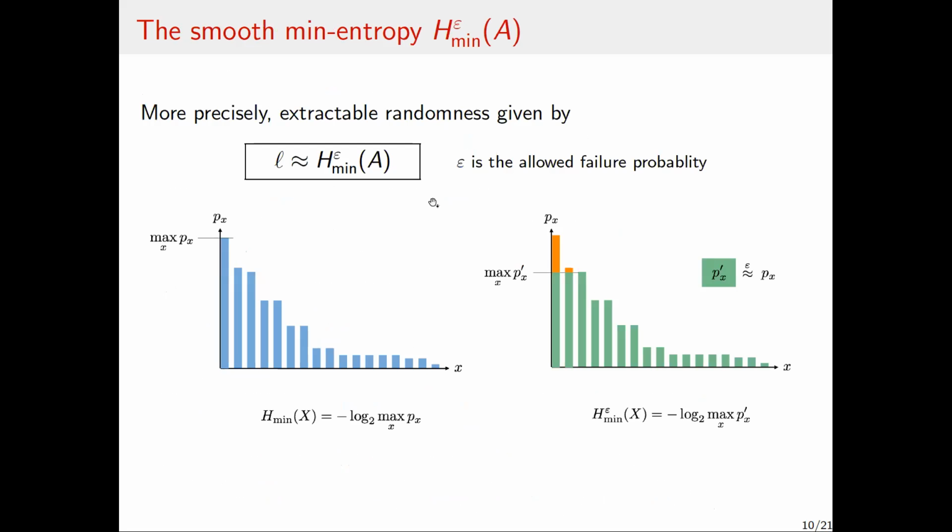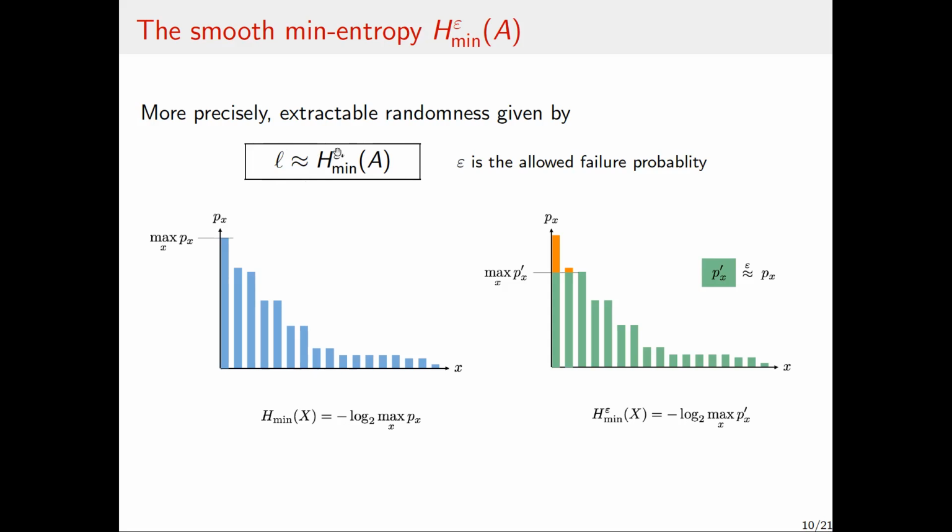Okay, and so I won't get into the details of the other side of how you can actually extract this many bits, but it turns out that really this min-entropy of A characterizes the number of bits of randomness you can extract. So if the min-entropy is small, then you cannot extract many bits. But if the min-entropy is large, then you can extract this many bits of randomness.